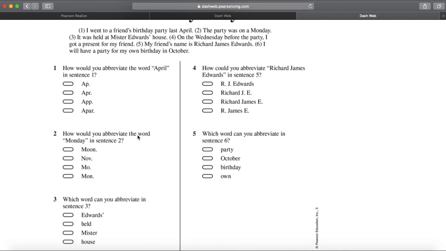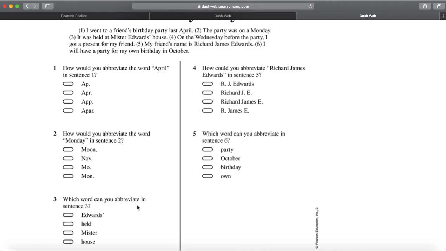Now how would you abbreviate the word Monday in sentence number 2? The party was on Monday. Now Monday, how do I abbreviate it? Capital M-O-N and period. Don't forget the period.